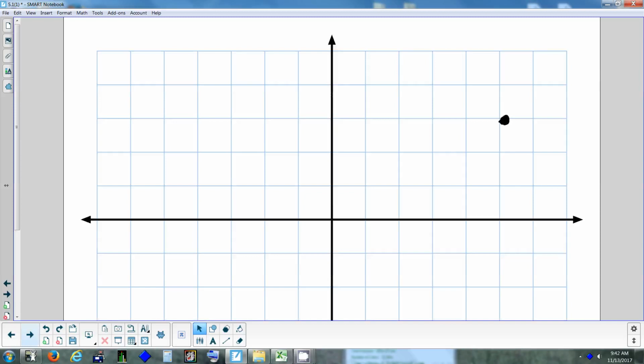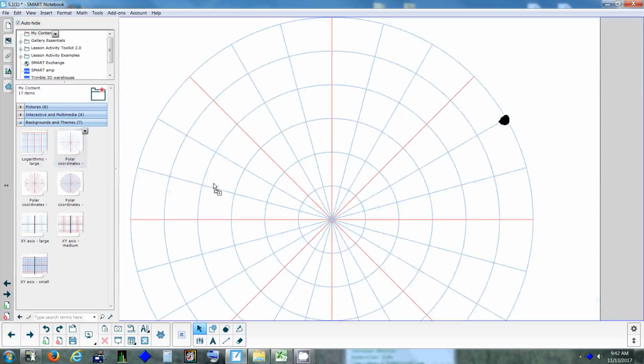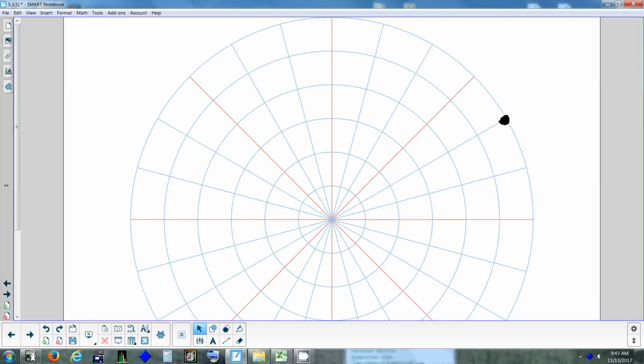So on a computer or any software where you can graph, if you can just change the background behind your point, you can quickly check if your answer is correct. Okay, but for that, you need some kind of software. So there's the point in rectangular. There's exactly the same point, changing the background behind it to polar. Any question on that one?